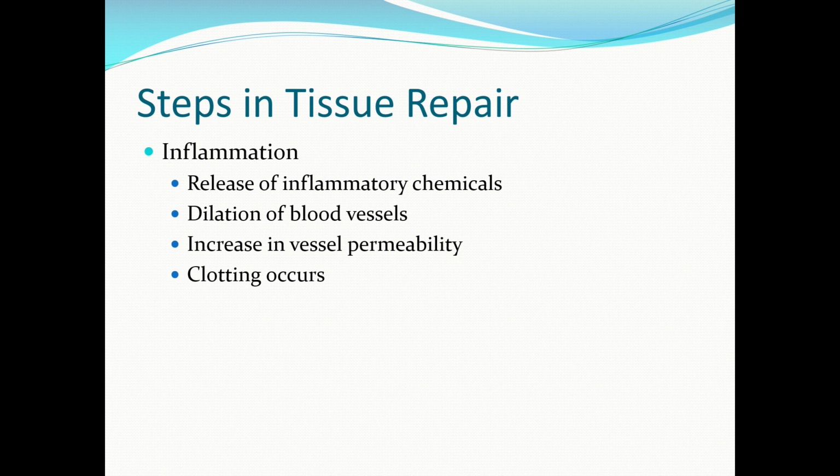Inflammation is the first step in tissue repair. It is the release of inflammatory chemicals. The reason this is important is because it causes the dilation of blood vessels, it increases vessel permeability, and then it brings in clotting factors so that clotting can occur. So inflammation is necessary for tissue repair to begin.